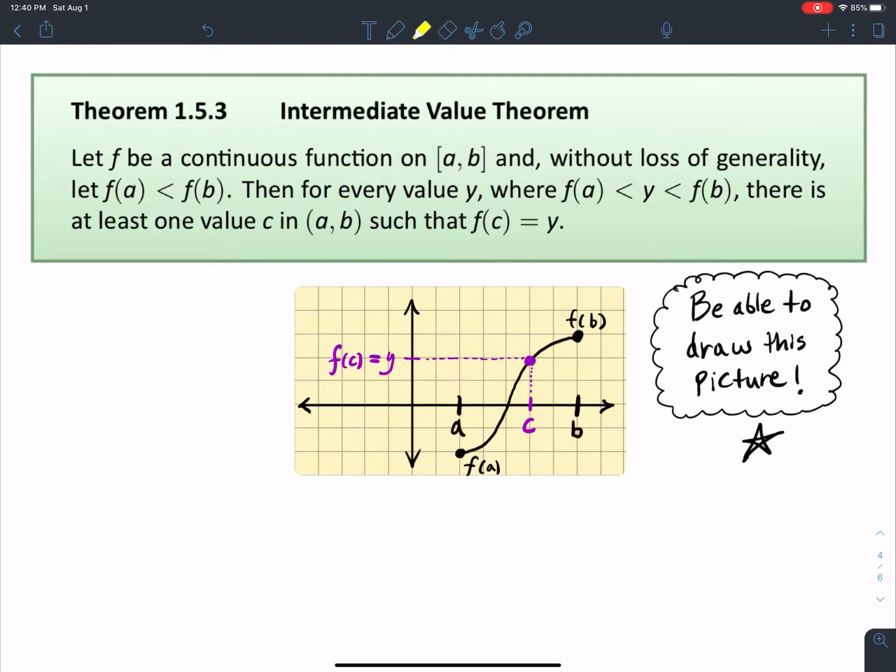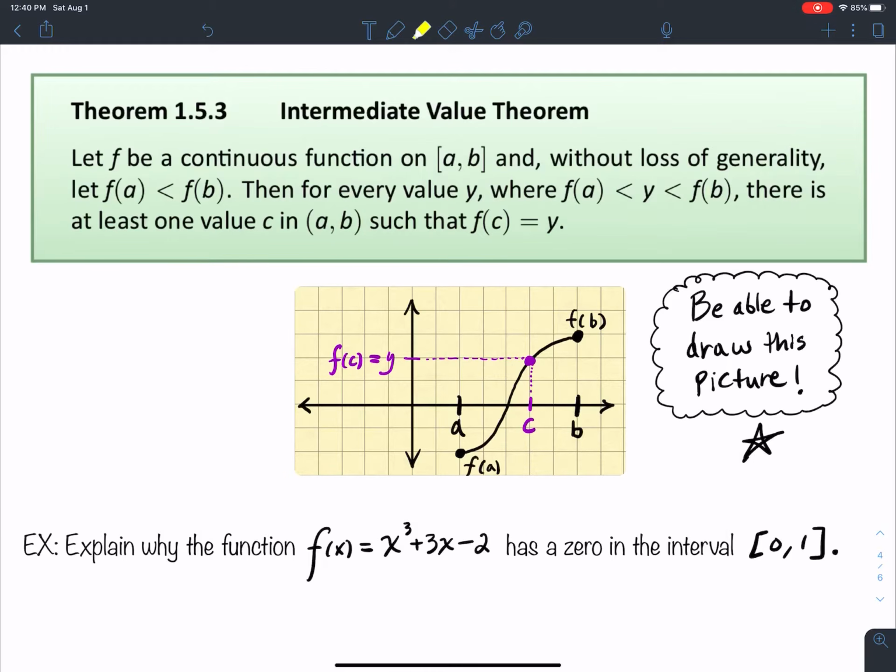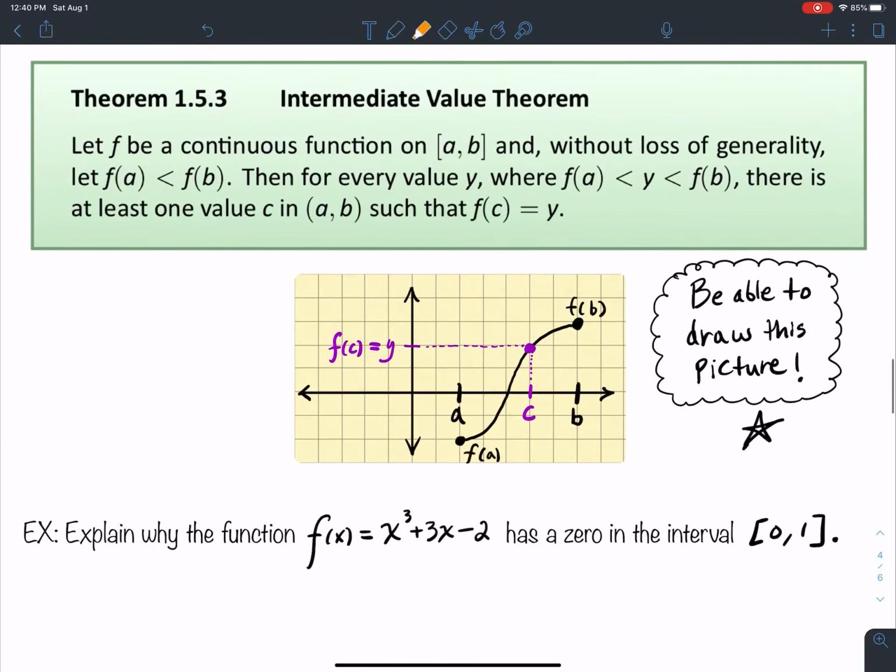Very powerful when we're talking about finding roots, because we spend a whole lot of time finding zeros of functions, solutions, right? So if I know that my function starts out negative and then becomes positive, at some intermediate value there is a point where the y value is equal to 0. And that's why it's extremely important for us.